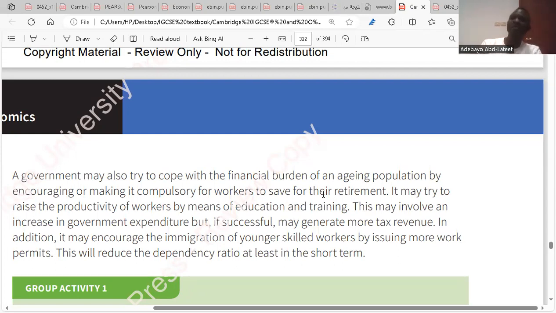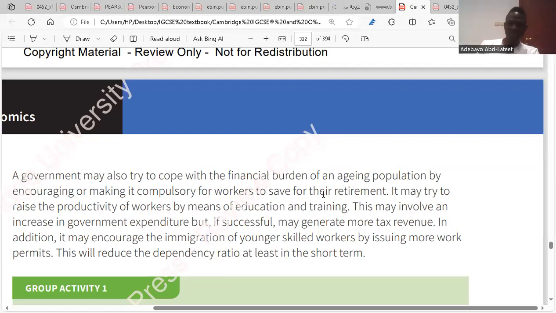Another way is through education and training. For education and training, government can invest in educating the aging population. So if government educates them and trains them, they become flexible to do some jobs. So this means that they can still have a longer period of time working. In the short run, this might be a cost for government, but in the long run, it will help them because those that are old can still work, and that means they will be able to pay taxes.